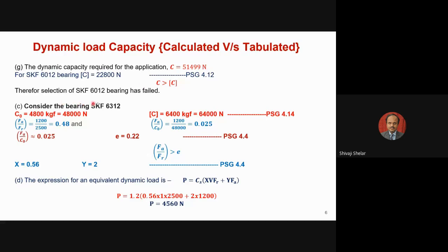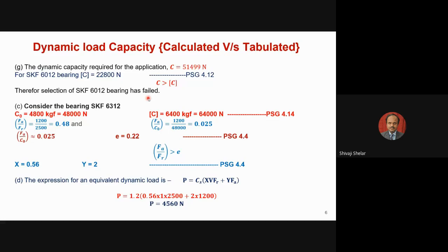Therefore, the selection of the 6012 bearing. Now, if we compare, the required value is greater than the tabulated or design value. We required more, and the table value available for this bearing is small. So our selection is wrong, and the selection of the 6012 bearing has failed. When your selection fails, what is your step? You have to go for the next bearing.